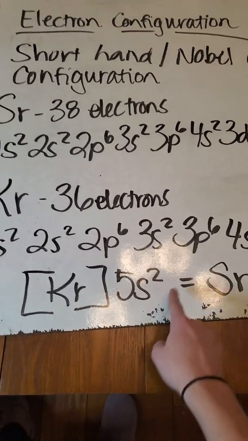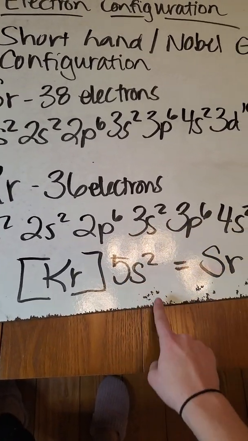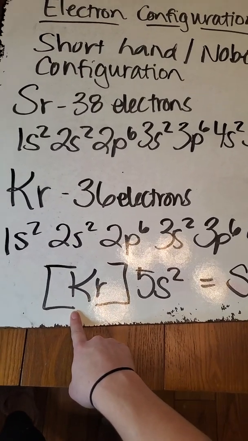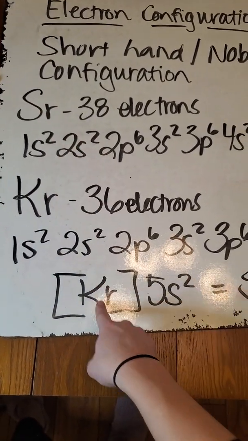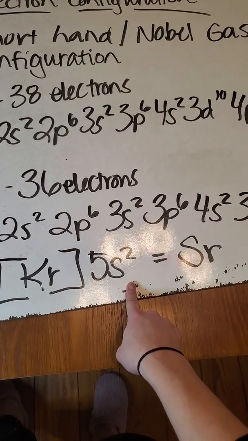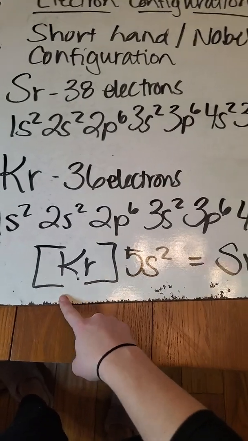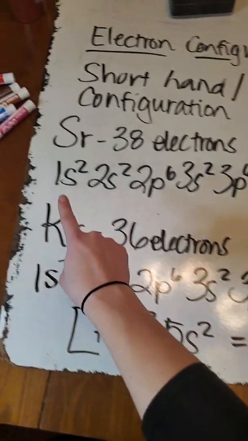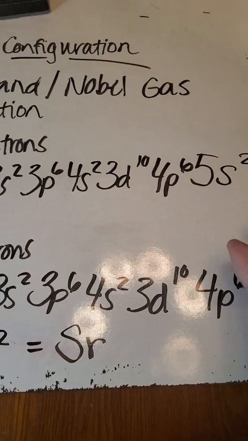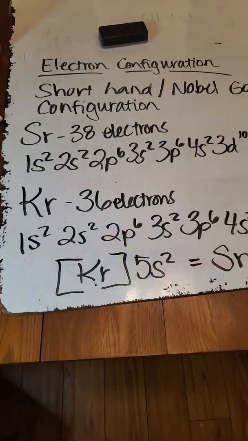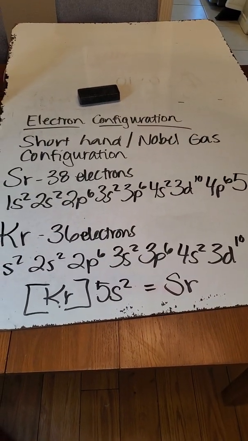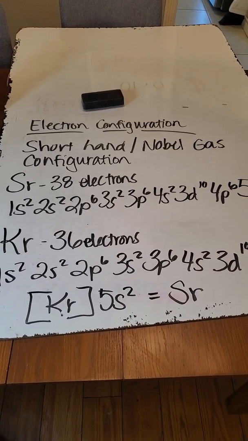So we add the extra piece of our electron configuration after that noble gas. It's our way of saying strontium is the same as krypton, plus we filled our 5s2 orbital. So this is just a short way of writing this big old thing. That's a shorthand way of doing electron configuration. Give me a second, I'm going to put one more example up for you.